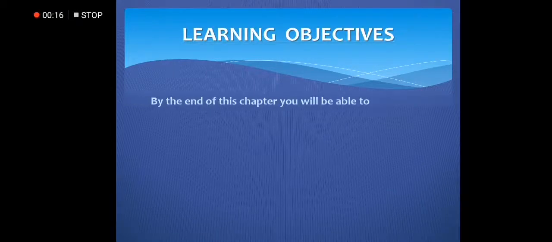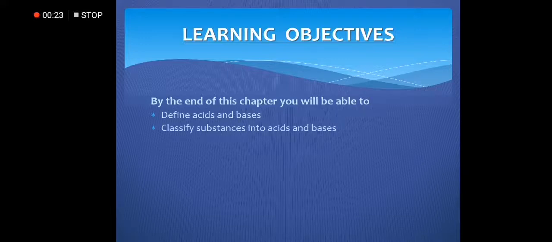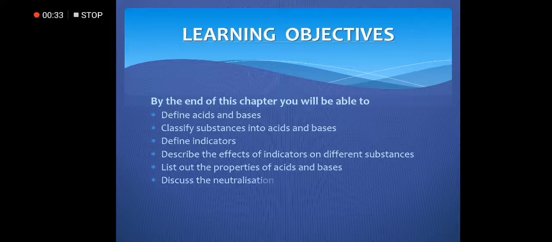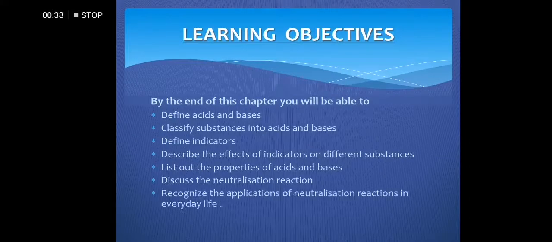By the end of this chapter, you will be able to define acids and bases, classify substances into acids and bases, define indicators, describe the effects of indicators on different substances, list out the properties of acids and bases, discuss the neutralization reaction, recognize the applications of neutralization reactions in everyday life, and discuss the uses of acids, bases, and salts.